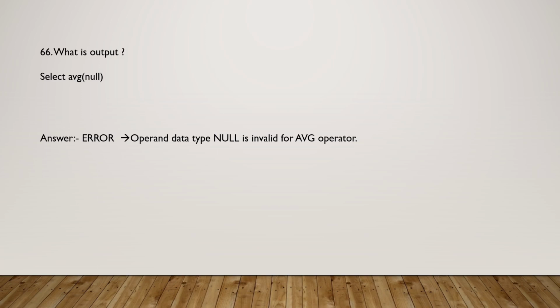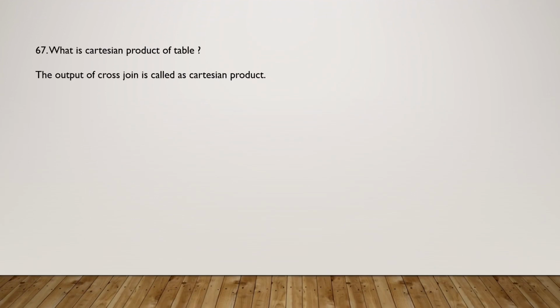What is the output of select average(null)? So here it will show an error as operand data type null is invalid for the average operator. What is a Cartesian product of a table? The output of cross join is also called a Cartesian product.